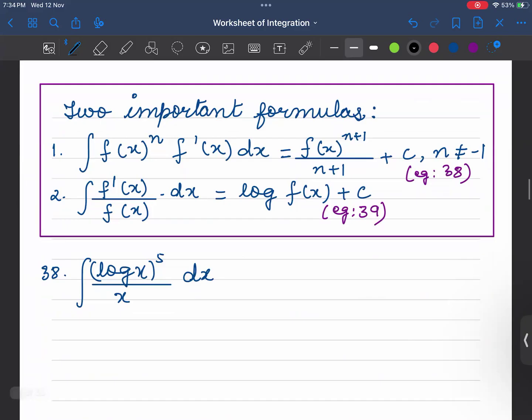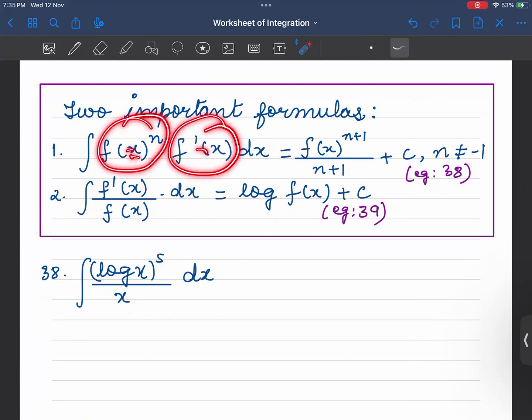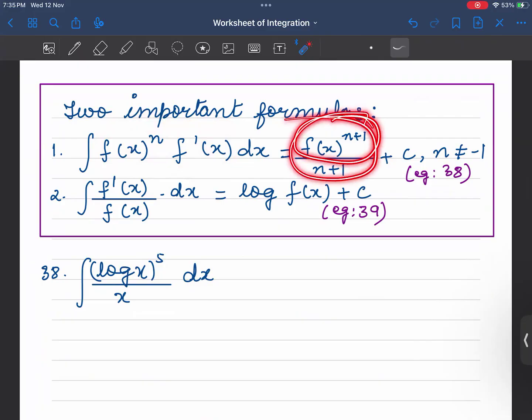Suppose in the formula, if a function and the differentiation of it are both multiplied, in that case you will simply integrate it: f(x) power n plus 1 divided by n plus 1. But if the function is in the denominator and the derivative of it is in the numerator, in that case we will make it log of the function. Let's see. It's a direct question.